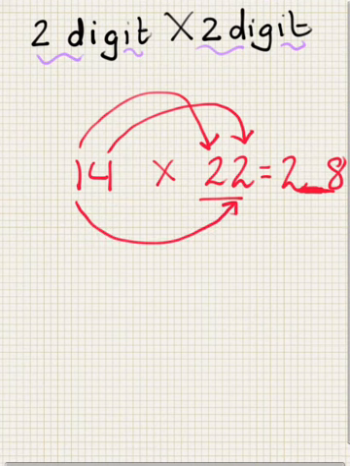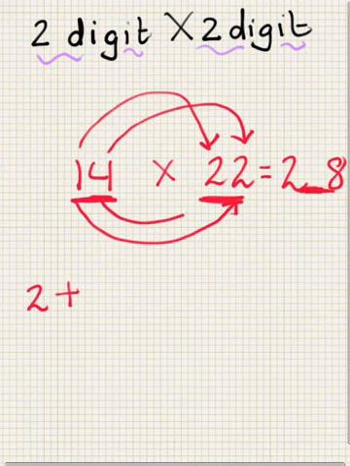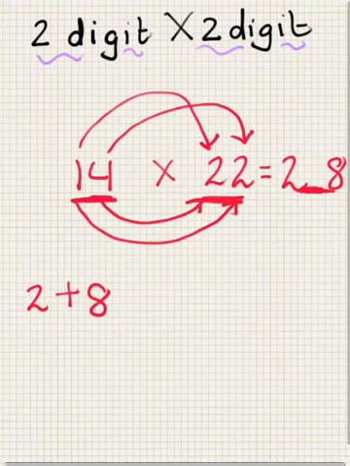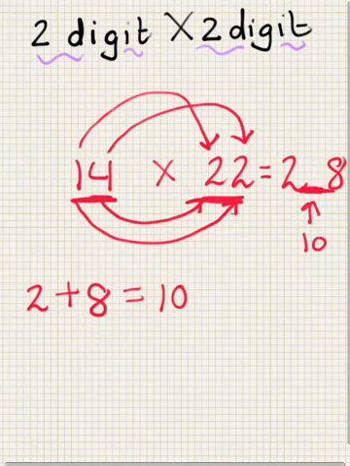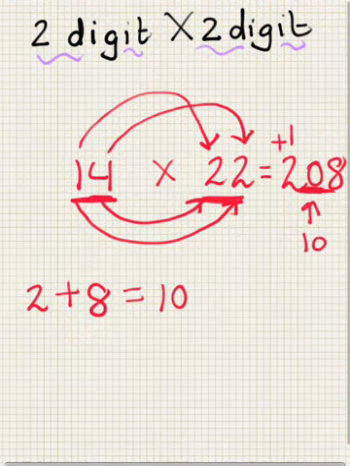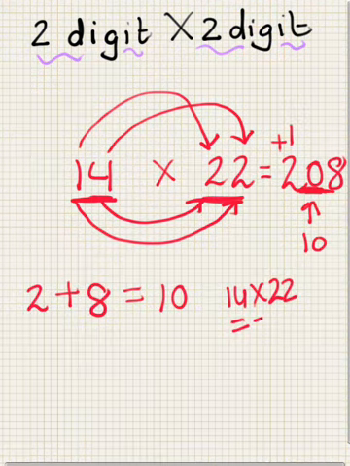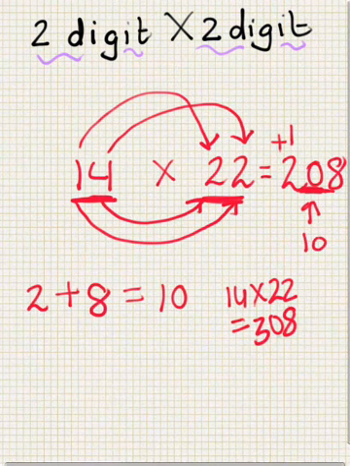And for the middle term, this blank here, let's multiply 1 times 2, the first number in 14 and the second number in 22. So 1 times 2 is 2, plus 4 times 2, which is 8. Now 2 plus 8 is 10. So we have 10 here, but how do we fit that into that blank? We put the 0 here and then carry the 1. So 14 times 22 equals 308. That's our answer. Let's look at a slightly more complicated problem.